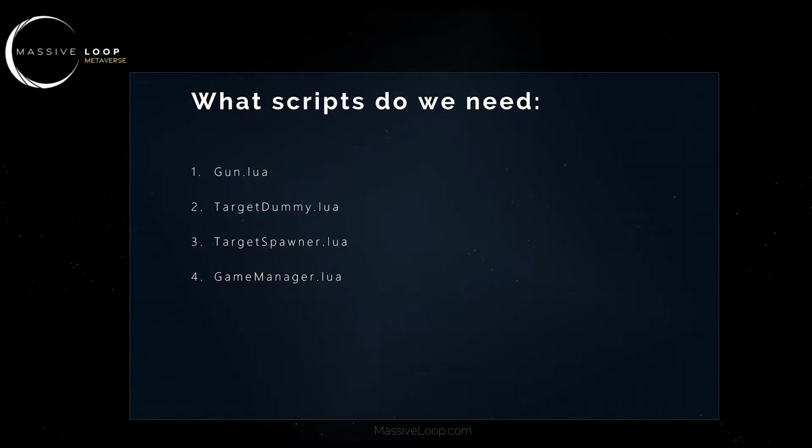So let's take a look at exactly which scripts we'll need to program in order to build this game out. First, we'll need the gun.lua script, which is responsible for firing the gun and also the projectiles it's using. We'll also need a target dummy script, which is responsible for moving the target dummy, but also checking to see if the collider was hit by a bullet, so that we can destroy the dummy and raise the player's score. We need a target spawner, which will spawn target dummies at a random interval. And then last, we need the game manager script, which is responsible for keeping track of the player's score while the game is going on.